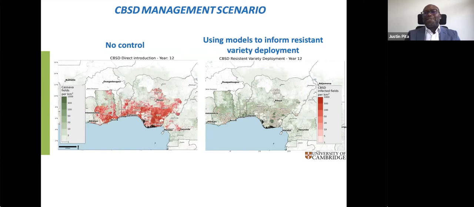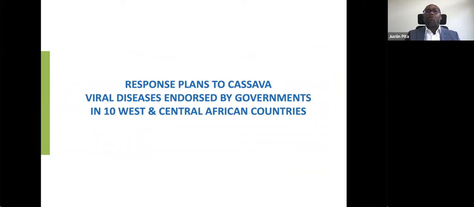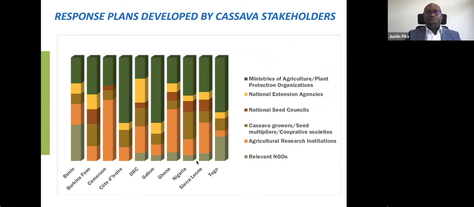We work a lot on stakeholder awareness. Here we see traditional rulers, ministers. That was in Benin where we held this big meeting. And after that, we have been able to get support. We have the endorsement by government to develop response plans for cassava viral disease for 10 West and Central African countries. And those response plans are in use now. They were developed with all the stakeholders in each of the countries.